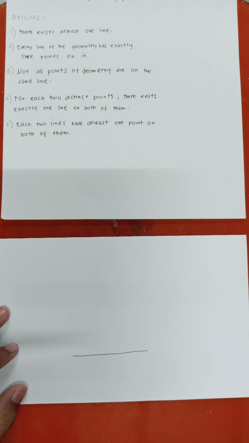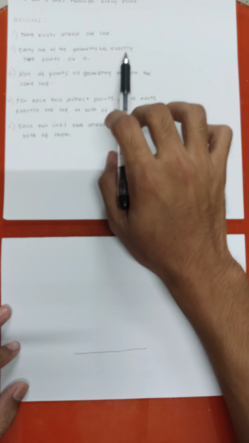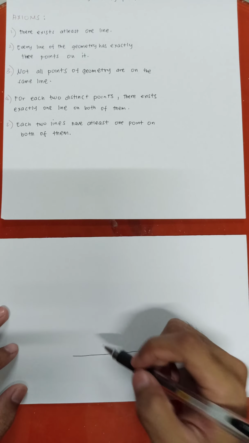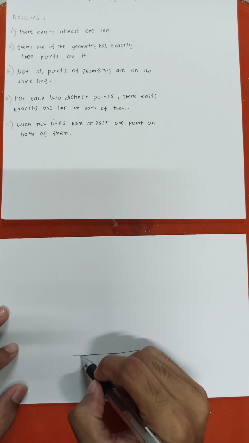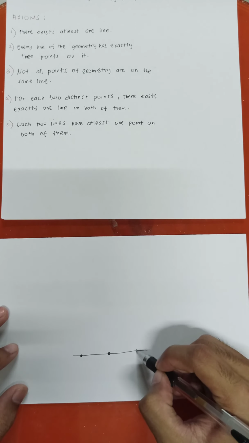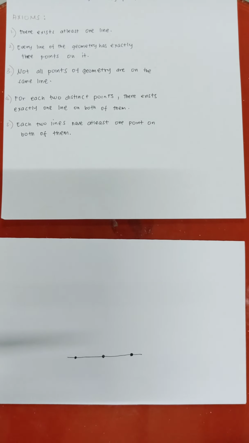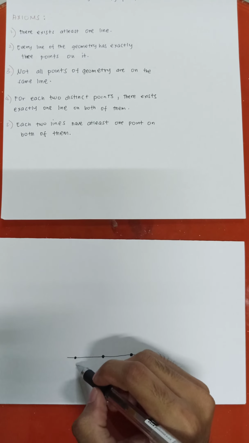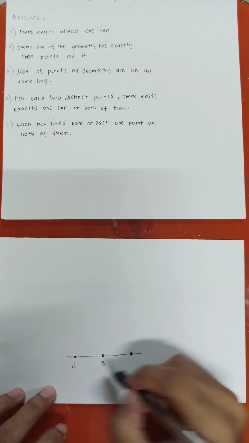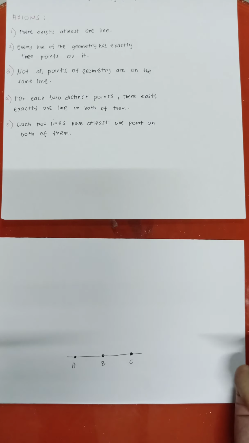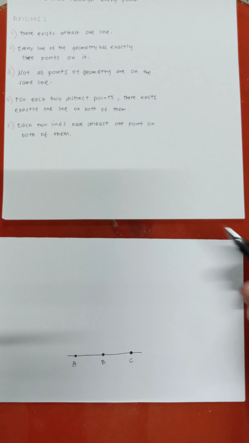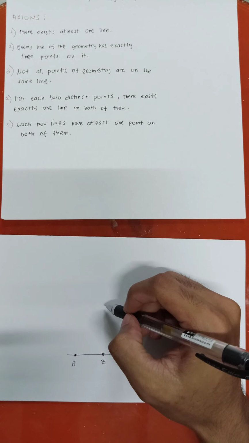In axiom 2, every line of the geometry has exactly 3 points on it. So we draw 3 points on the line, and we label them as point A, point B, and point C. Axiom 3, not all points of the geometry are on the same line. So we add another point, put here.